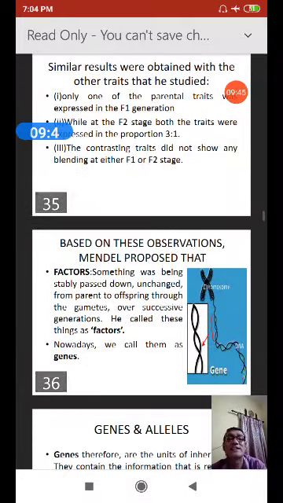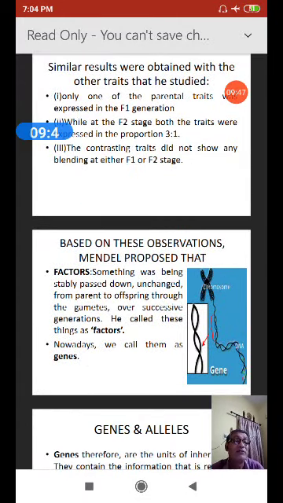So what is the outcome of the experiment? Based on these observations, Mendel proposed the concept of the factor. What is a factor? You see the pictorial representation of the factor and gene now. Something was being stably passed down unchanged from parent to offspring through the gametes over successive generations. We call them factors. We call them genes.